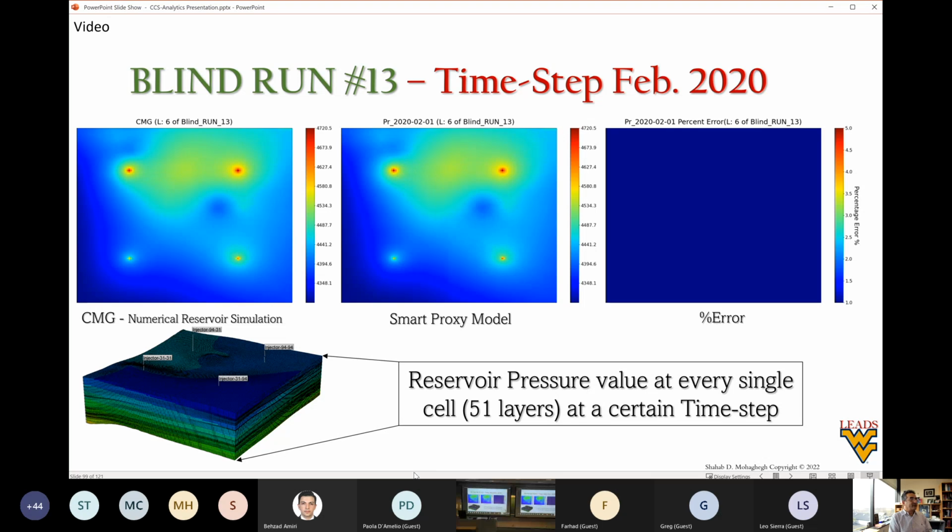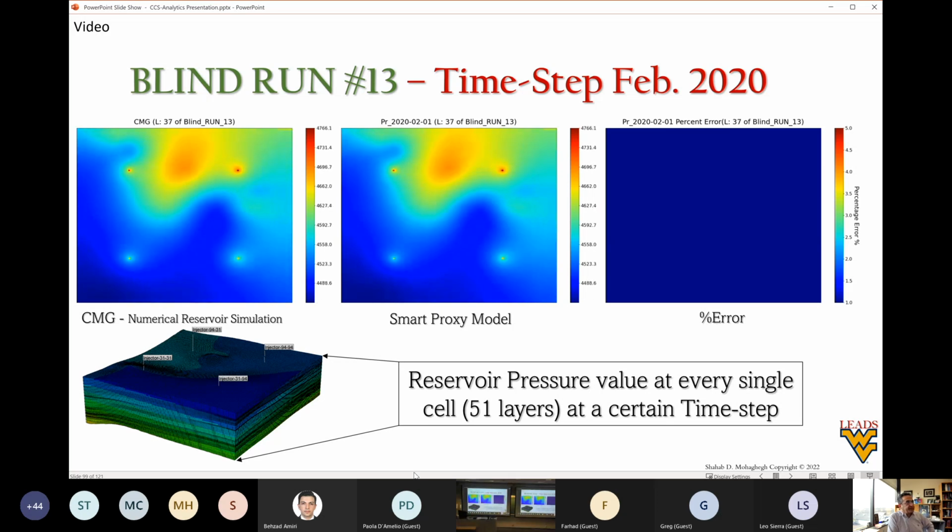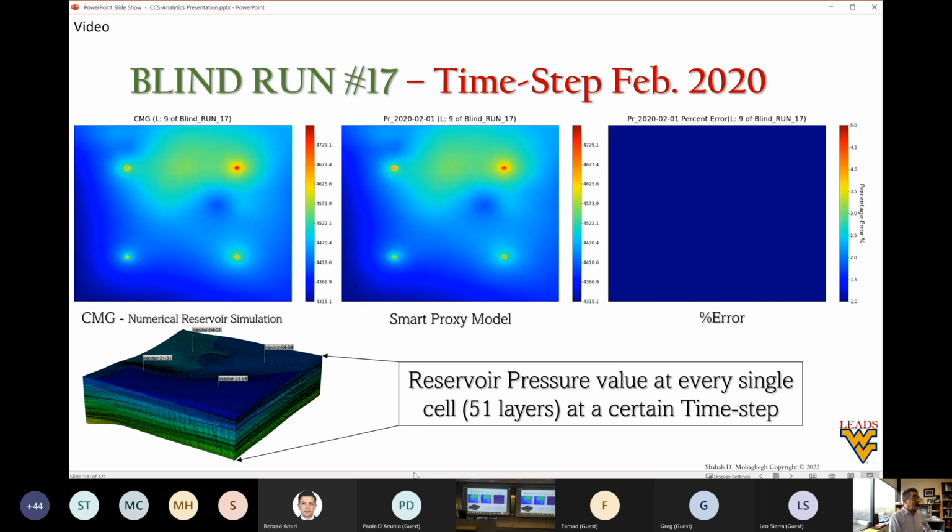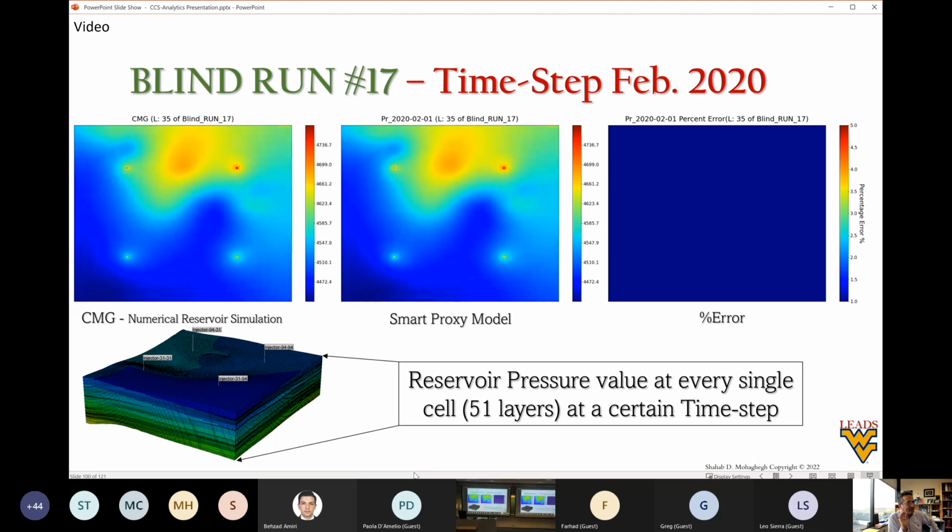Next one is run 13 for one time step, every single layer. Then run number 17 at a time. These are all blind simulators that have never been used to build the smart proxy.